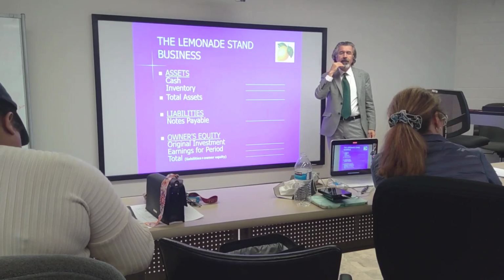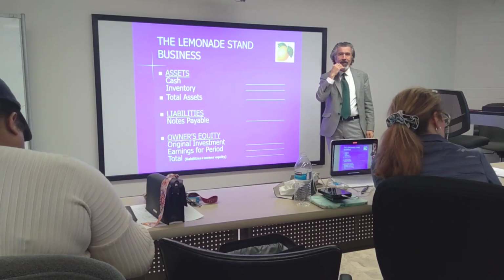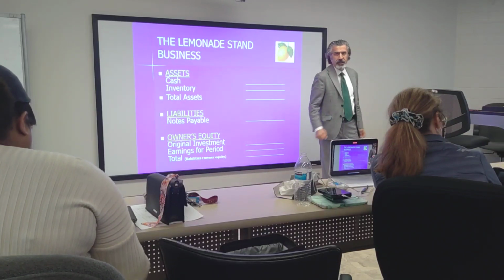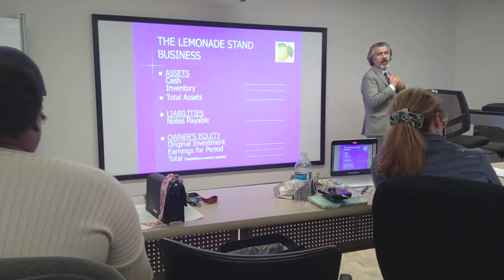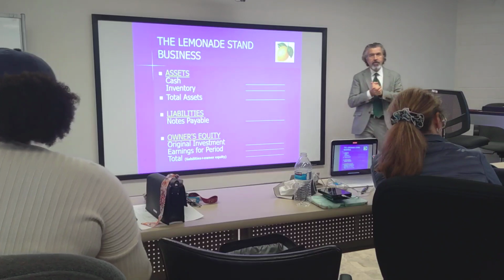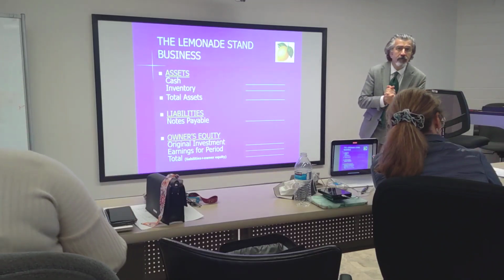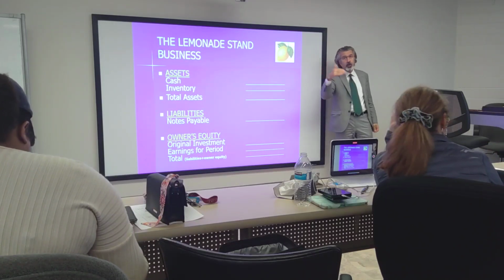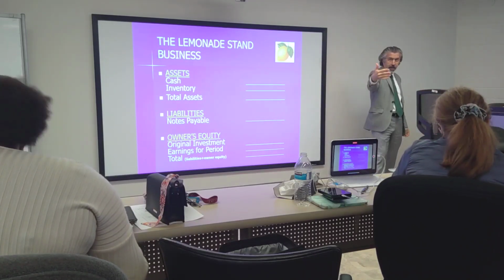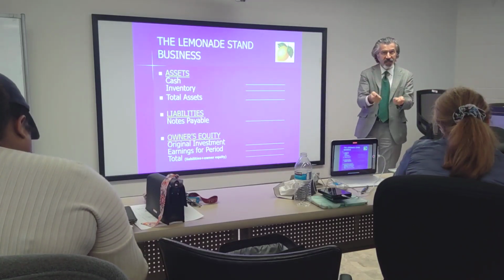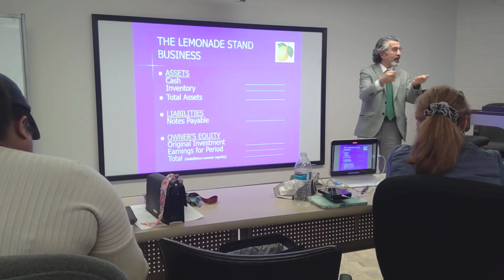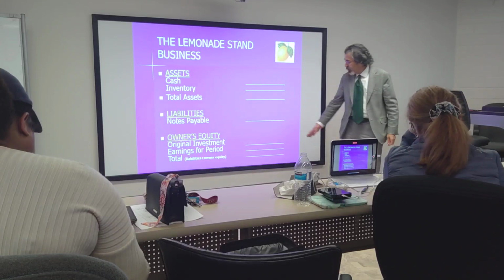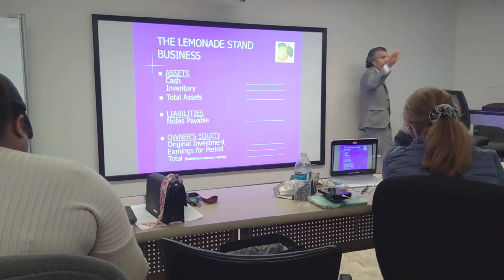For the owner's equity part, the original investment is $5. That was my own money, $5. It's still in the business. How did we come about the $10 for the earning per period? The previous earning per period was $15 because we sold $25 worth of lemonade. The cost was 10, so we had 15. When the parents hit us with expenses of $5, we took it out of their earnings to pay them, so it dropped down to 10. So that's how the 15 goes.